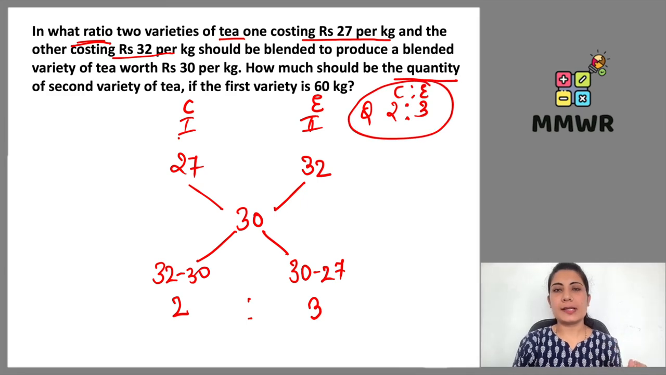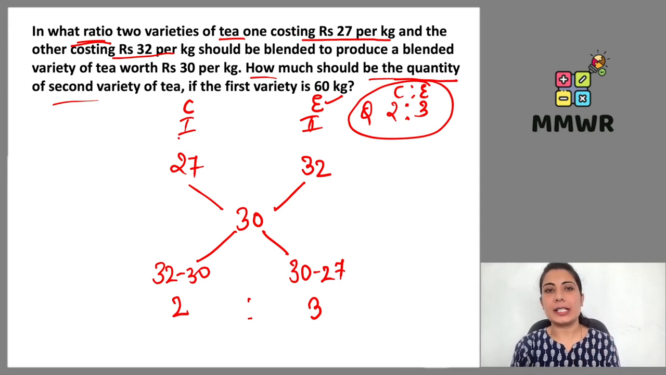Now after this, what do we have to get? How much should be the quantity of the second variety of tea? That means the expensive tea. We have to find out the quantity for the expensive variety of tea.